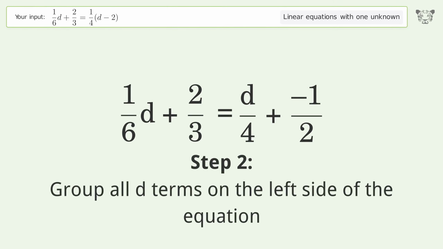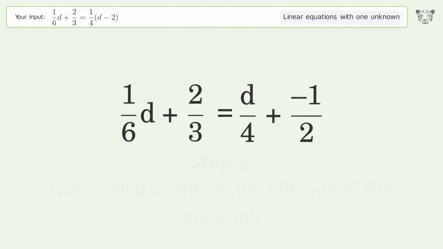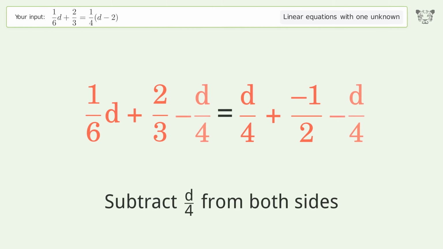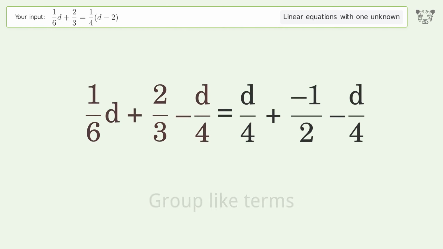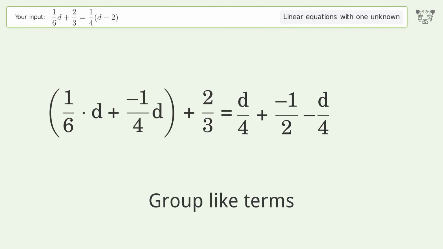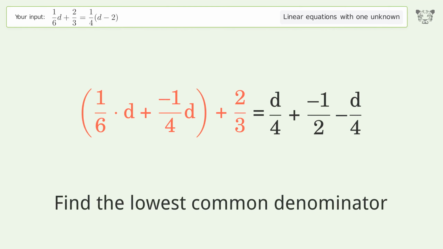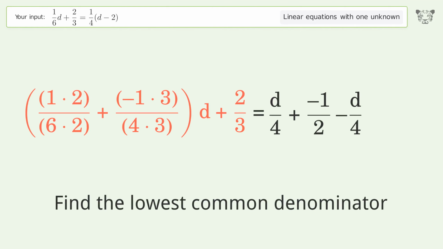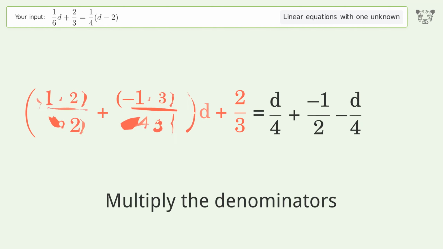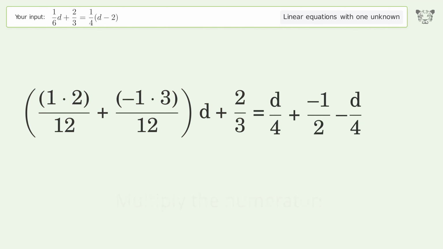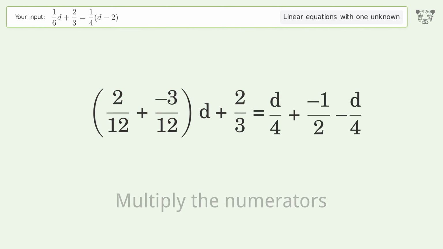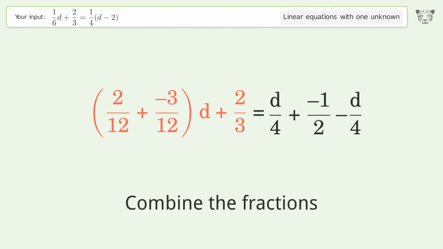Group all d terms on the left side of the equation. Subtract 500 over 4 from both sides. Group like terms. Find the lowest common denominator. Multiply the denominators. Multiply the numerators. Combine the fractions.